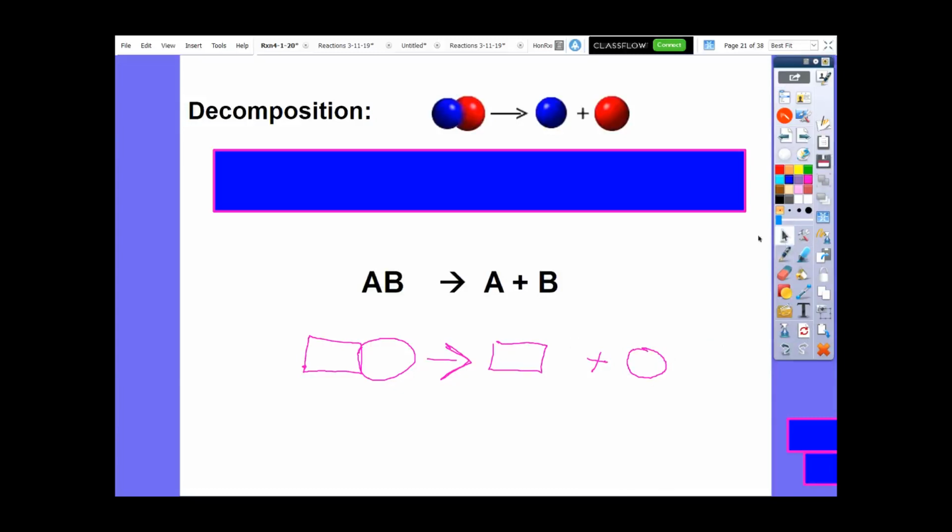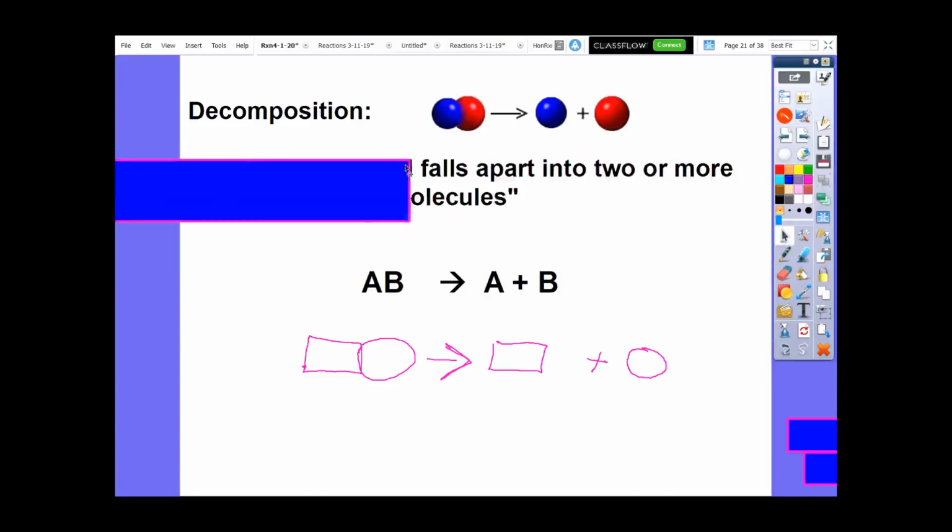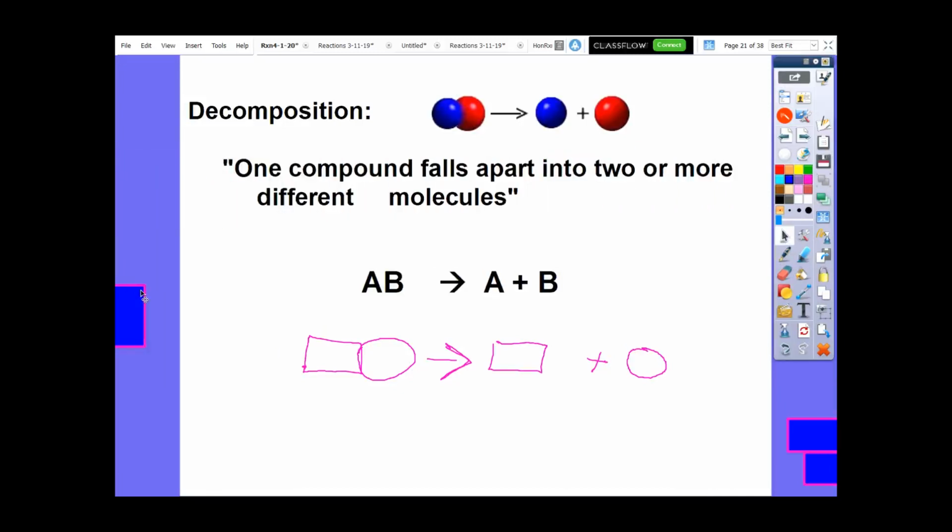And then just another way to describe what's happening is that one compound falls apart into two or more different molecules. It can be breaking apart into separate atoms, into separate elements, or it can be breaking apart into separate compounds. Either one can happen. The important thing is, with decomposition, I always start with one thing and I end with many things. For synthesis, I start with many things and I end with one thing.